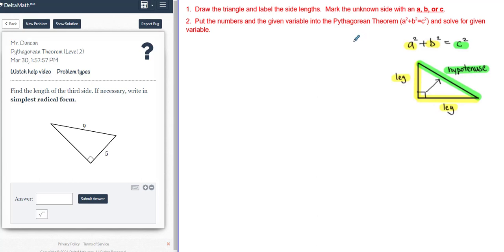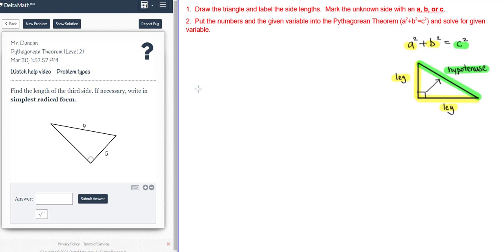Pythagorean Theorem, Level 2. Find the length of the third side. If necessary, write in simplest radical form. Okay, let's go ahead and copy this diagram over here. As for appropriate work, I want everyone to draw the triangle and label the side lengths. Mark the unknown side with an A, B, or C.